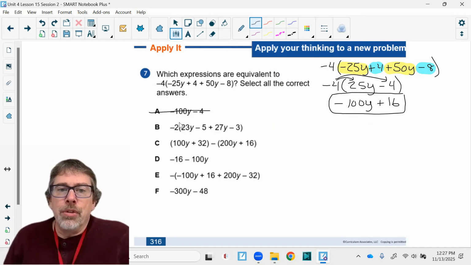B I have to do, okay? So I'm going to do that over here. I'm going to write negative 2, and I'm going to highlight over here just to save space.